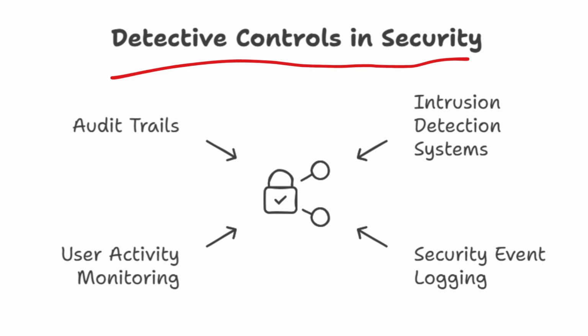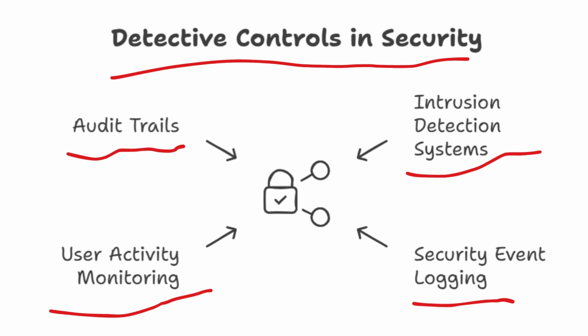Examples of detective controls are intrusion detection systems, IDS, which monitor network traffic and flag suspicious activity. Security event logging, keeping records of who accessed what and when. User activity monitoring, tracking user behavior to detect unusual actions. And audit trails for keeping a log of all system changes to investigate security incidents. Detective controls help security teams detect and respond to threats quickly.